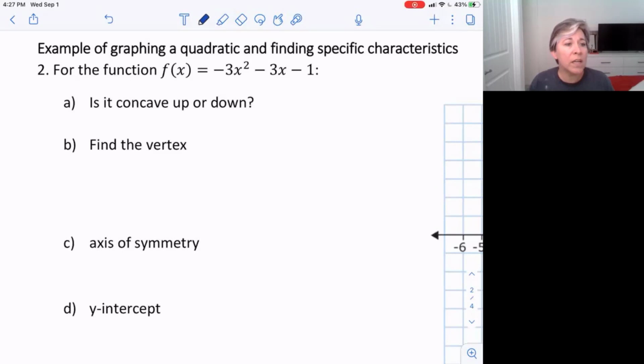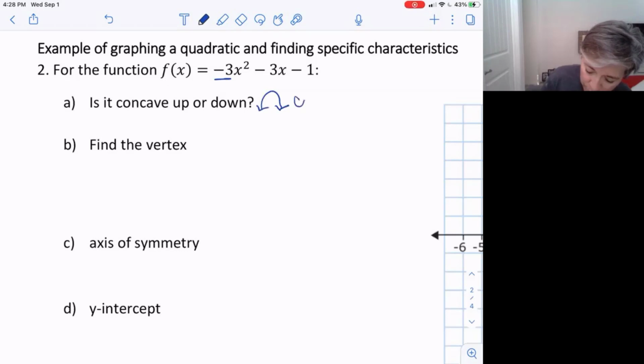Now let's focus on another example where we're graphing a quadratic by finding specific characteristics. So we're given the function f of x equals a negative 3x squared minus 3x minus 1. It's quadratic, so we have an x squared. So we look at our first coefficient, it's negative. If it's negative, that means it's going to go downward, so it's concave down. If you're afraid you're going to forget, just put since a equals negative 3 is negative.